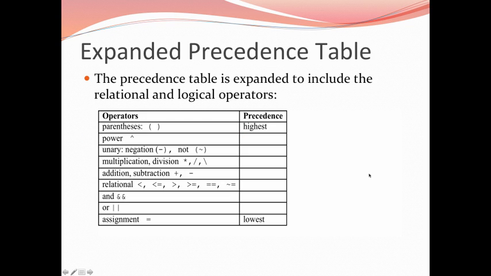So here's now an expanded precedence table that now includes these relational and logical operators. So the highest level of precedence is parentheses, then exponentiation or power is next. The unary operators, meaning operators that operate on only a single thing, including negation and not, those are next. Then all of the multiplication and division operators, then addition and subtraction, then all of the relational operators, and, or, and the lowest level of precedence is the assignment operator.